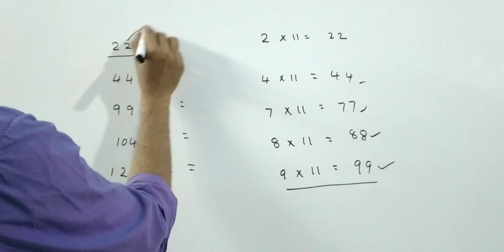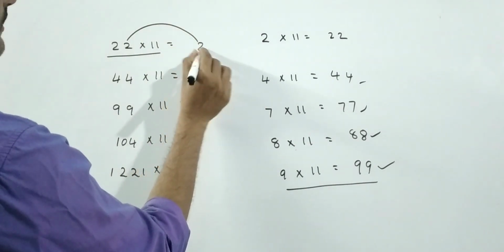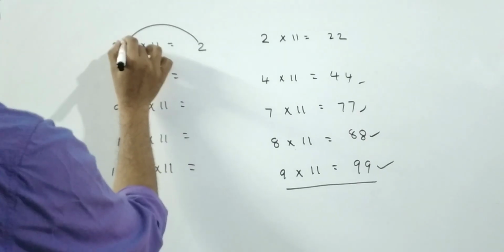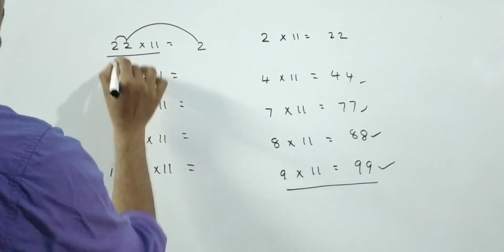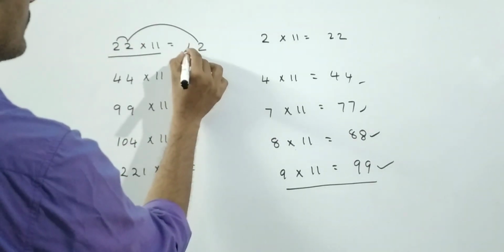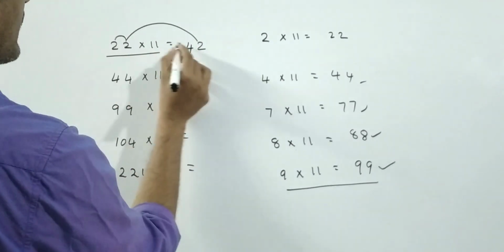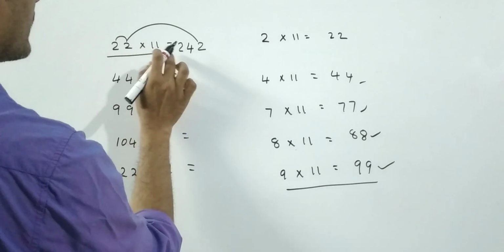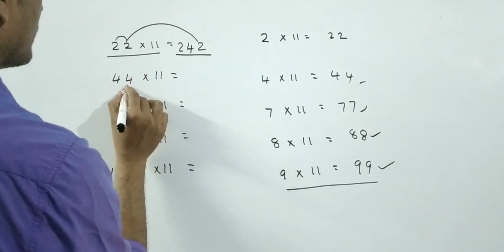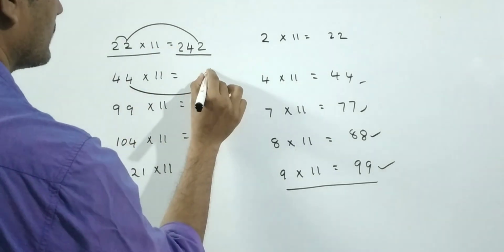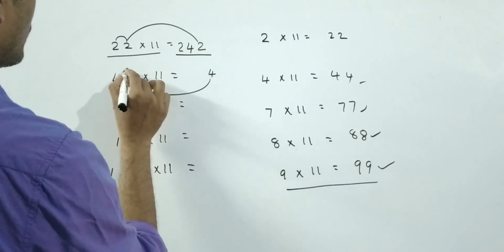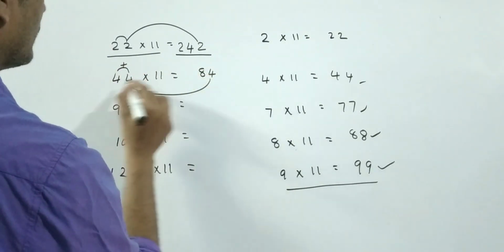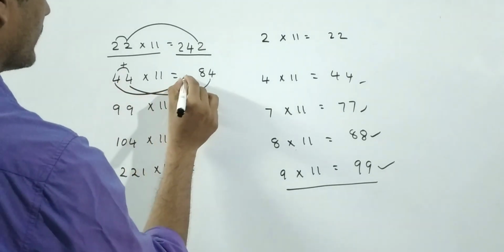See friends, first digit as it is you write. Here 2 is there, as it is 2 you will write. Then the next 2 digits you add. 2 plus 2 how much? 4. Next as it is you will write this number here, 242. Here see friends, first digit as it is you will write it. Then go for addition of these two, 8. Then again as it is you write this number.